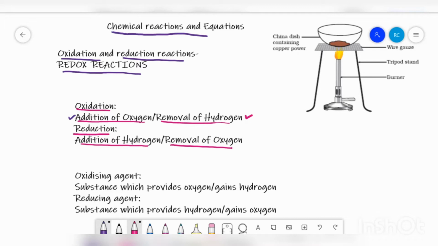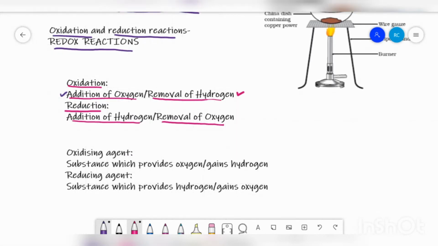Now, what is meant by an oxidizing agent? In any chemical reaction, some substances provide oxygen. These substances we call oxidizing agents. So an oxidizing agent means the substance or compound which provides oxygen, and also we can say it gains hydrogen. And what is a reducing agent? A reducing agent is the substance which provides hydrogen or gains oxygen. So these are the common definitions for oxidizing agent and reducing agent.